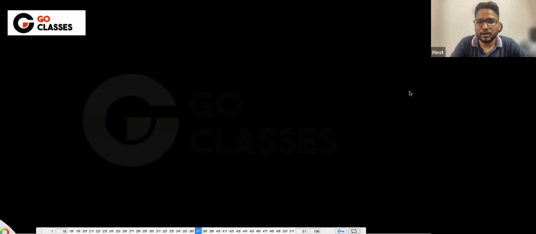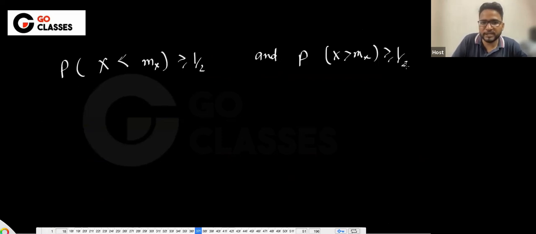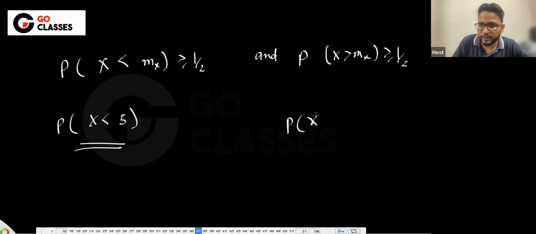What was the formula? Just to make sure that it is actually correct. You do not need to cross check in the examination, but just for the sake of doing it, let me do it. Basically, the formula says that the probability that x is less than or equal to the median is greater than or equal to 1 by 2, and the probability that x is greater than or equal to the median is also greater than or equal to 1 by 2. Let's just see if this is true. Probability of x being less than 5, and probability of x being greater than 5.